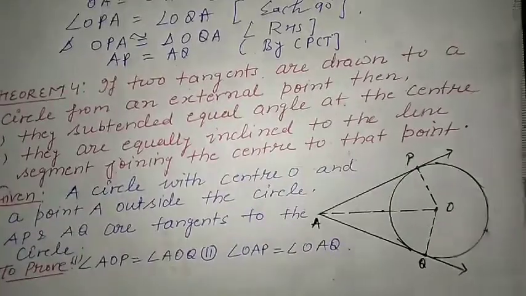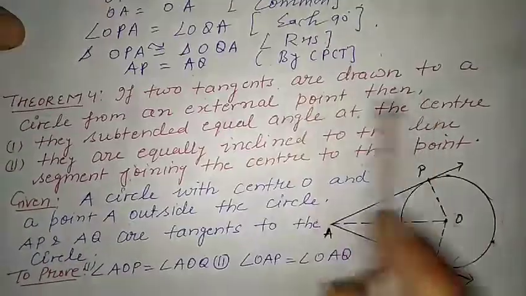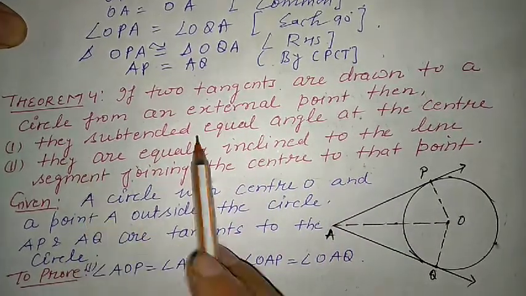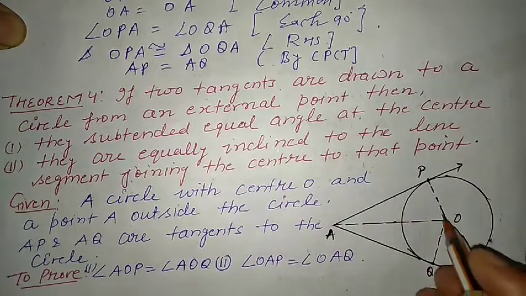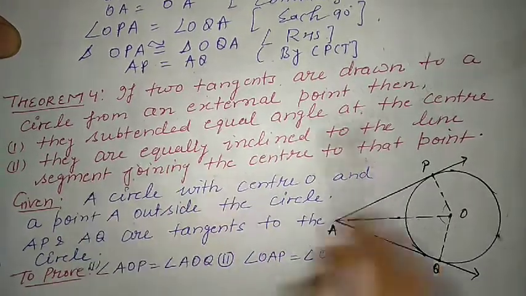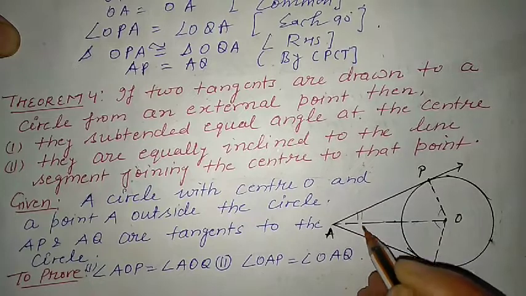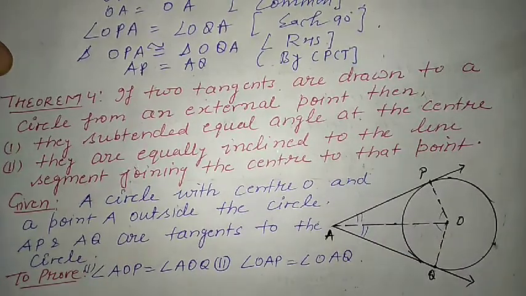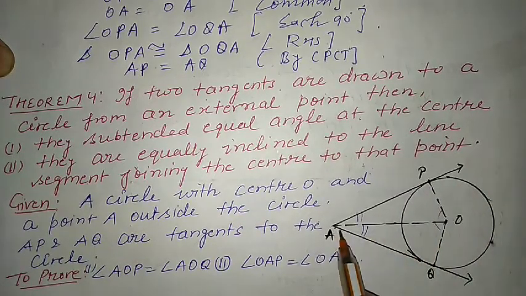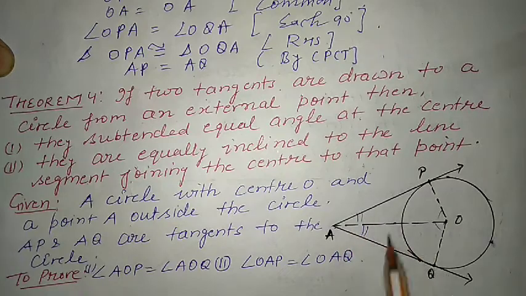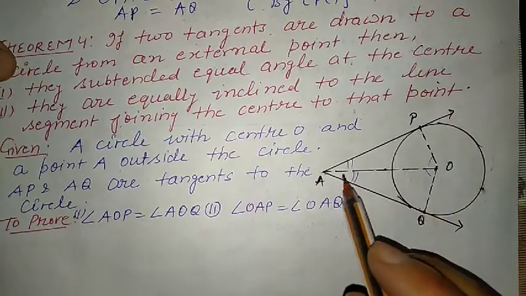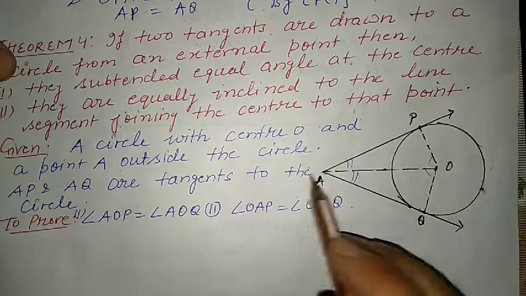Now the next is the converse of this. If two tangents are drawn to the circle from an external point, then first part, they subtend equal angles at the center. Means this angle will be equal. Or they are equally inclined to the line segment joining the center to the point. These two angles we have to make equal. So what is given? A circle with center O and a point A outside the circle, and AP and AQ are the tangents to the circle. We have to prove that angle AOP is equal to angle AOQ and angle OAP is equal to angle OAQ.